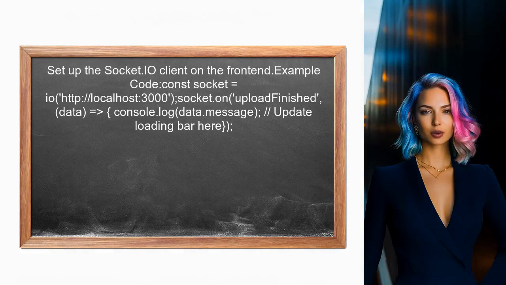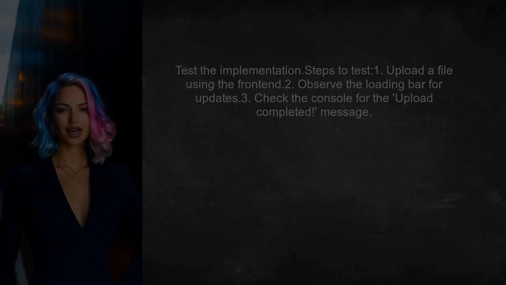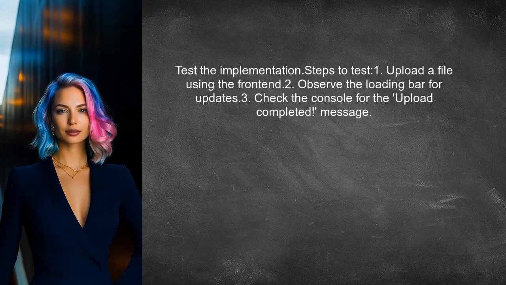On the front end, the user should set up a Socket.io client to listen for the upload finished event. This will allow them to update the loading bar accordingly. Finally, the user should test the implementation to ensure that the front end receives the notification when the upload is complete. They can do this by uploading a file and observing the loading bar.